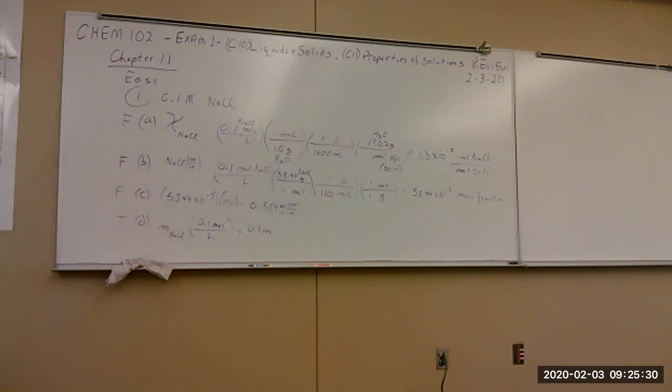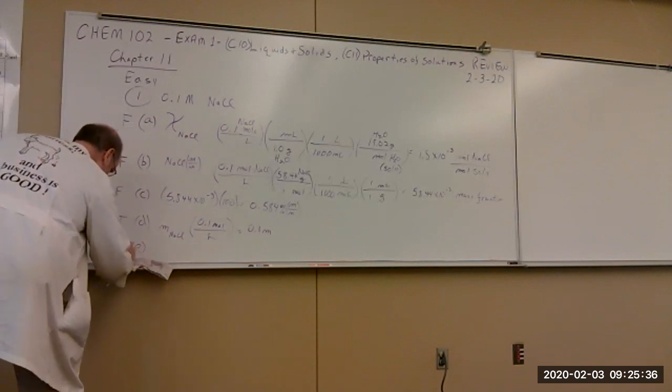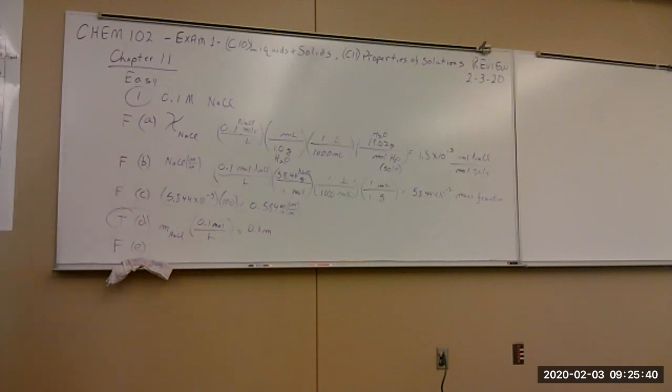Okay, well, there was an E, wasn't there? All of these are about 0.1. No, E is false. This is the only one. D is the only one that meets those conditions.